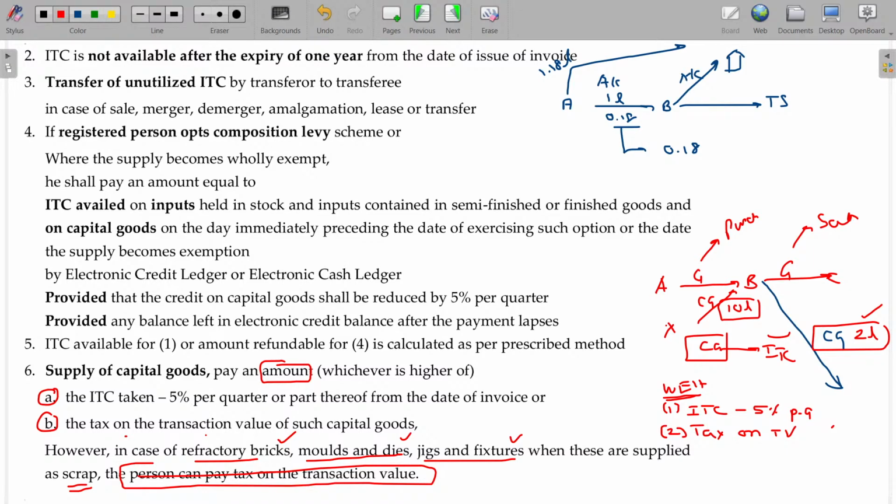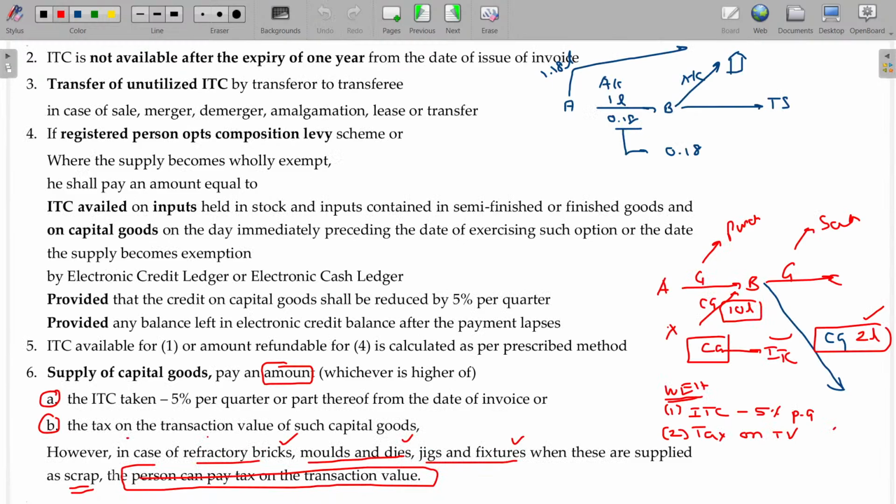Further, how can I calculate, sir? ITC availed minus 5% per quarter. There is no such possibility. Because of that reason, you have to pay the tax on transaction value. Is that clear? So these are the special cases also you have to understand.